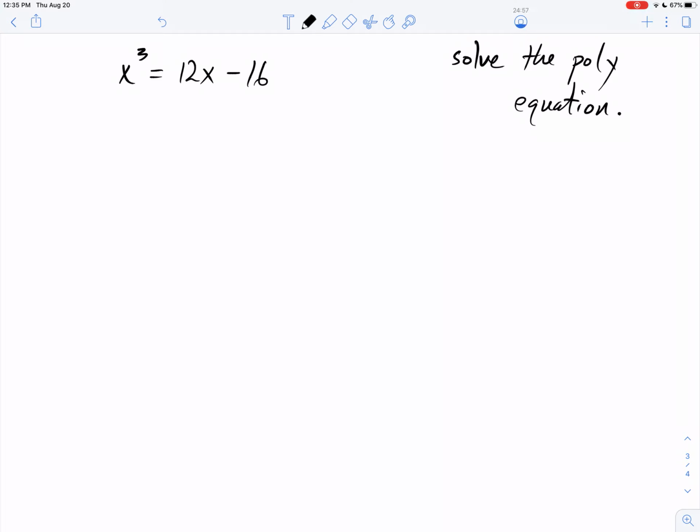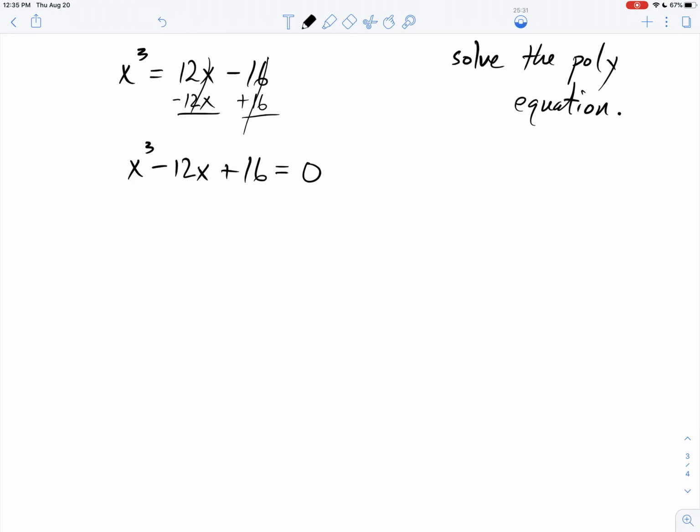Well, to solve this equation, I need to set it equal to 0. See, they didn't give me any fancy f of x stuff or any y stuff. They just said x cubed equals 12x minus 16. So let's do this. We're going to move this over, take it away, move it to the other side, add it to the other side. We're going to get x cubed minus 12x plus 16. What's it equal? It equals 0. Set a polynomial equation equal to 0 to solve it.